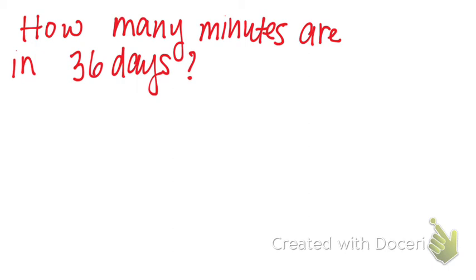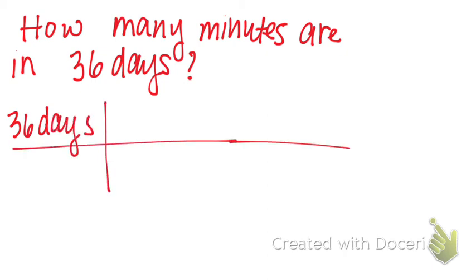Okay? So I'm always going to start my T-chart with 36 days, or what I know. 36 days, and I draw my chart. Okay, so let's think about our map to get from days to minutes. What do you think I need to go to first? Hours. Days to hours. We don't need to go to weeks or anything like that. We're just going to go days to hours to minutes.